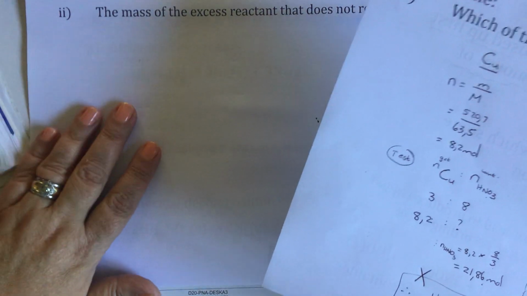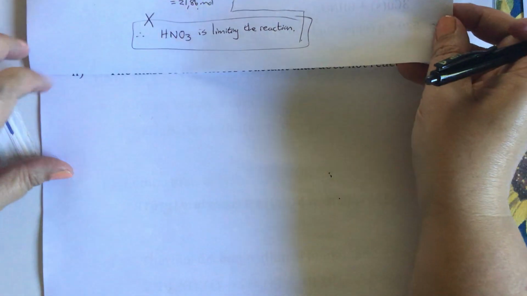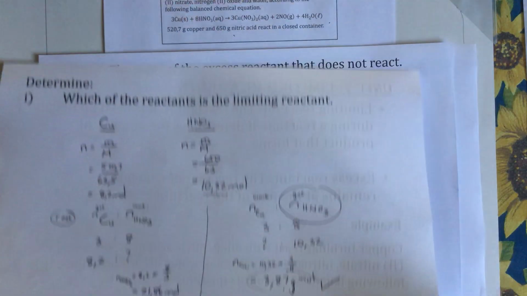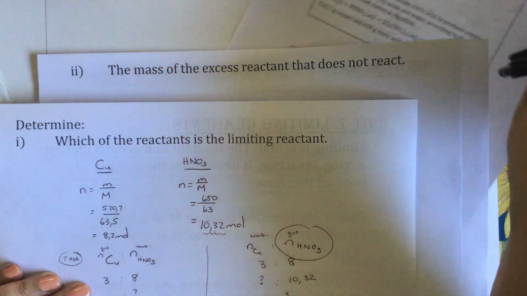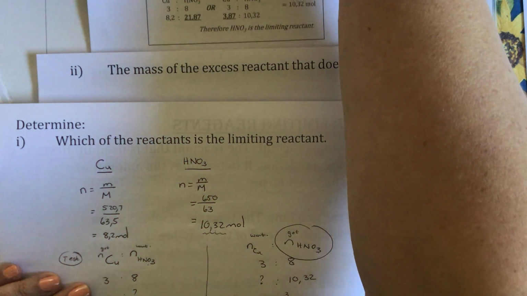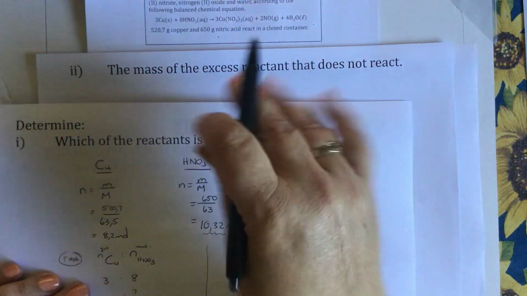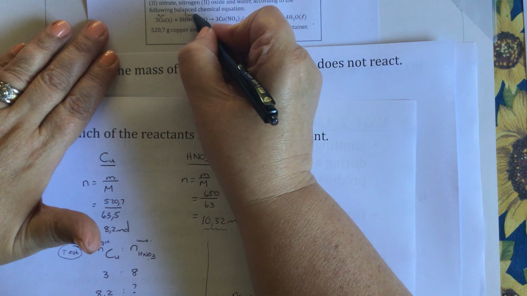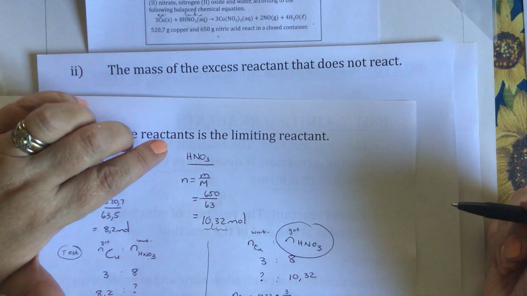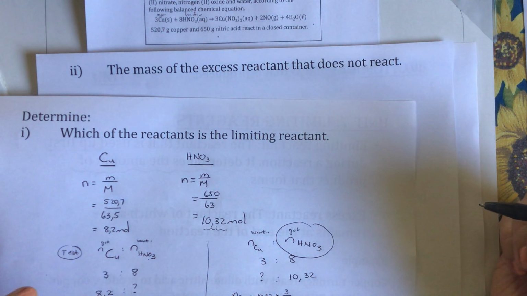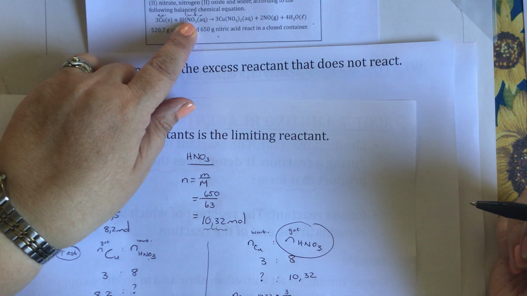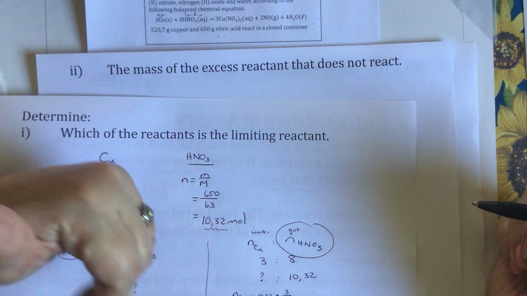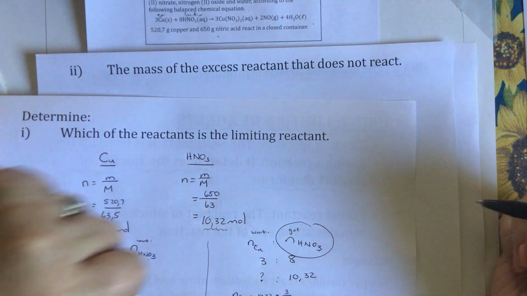Okay, so now we go on with the question. The question now continues and says, the mass of the excess reactant that does not react. So the one that does not react. Right. So what is in excess? From this reaction that we have here, which one is in excess? This will be in excess, and this one is the limiting reactant. So I don't even need to go and find out because I've already calculated. If I have 10,32 of this one reacting, how much of this one will be reacting? It is the 3,87, and the rest will be in excess.